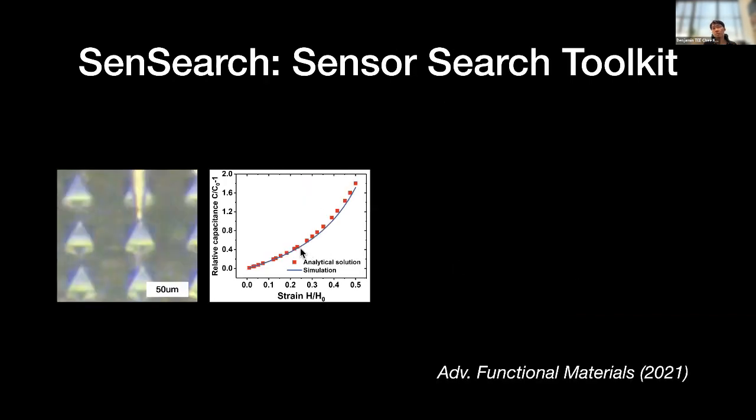Now, in terms of capacitive sensors, which are quite widely used, many of your touchscreens are actually capacitive in nature. We wanted to study, well, if we can compress these shapes, what would be the output? And this will allow us to hopefully design sensors before we even go to the lab to make them. We know how they perform.